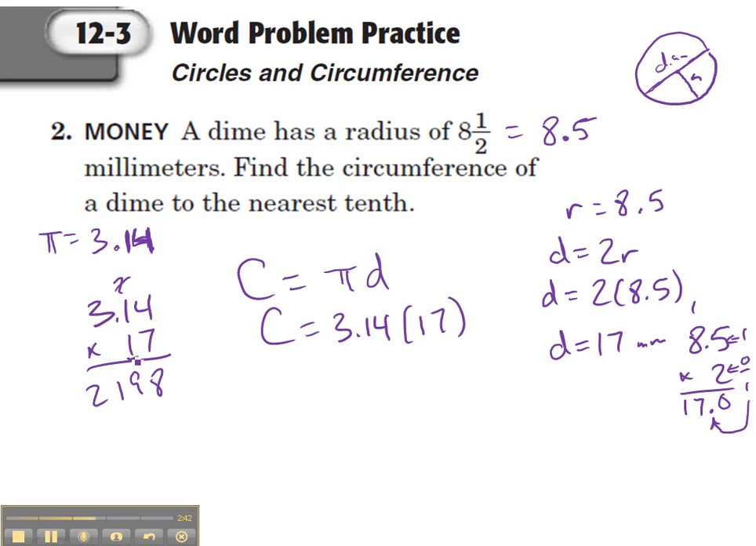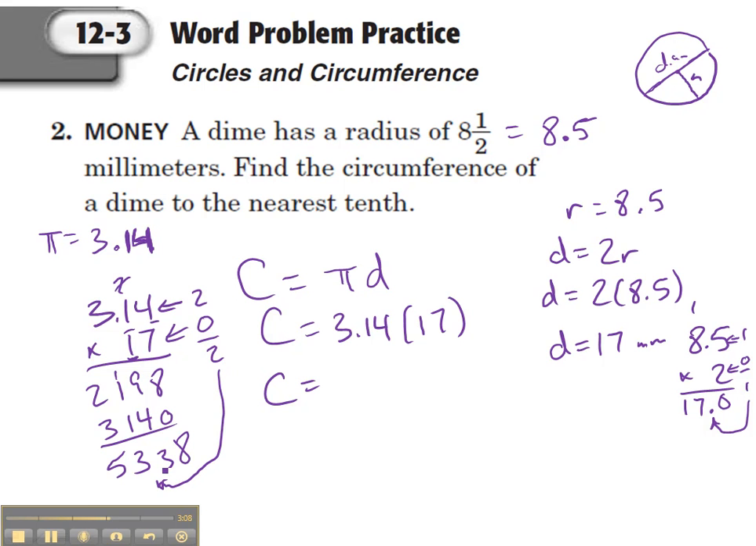Now I'm multiplying by the 1 at the tens place, so I start with a 0. 4 times 1 is 4. 1 times 1 is 1. 3 times 1 is 3. Add those up and we get 5338. C equals, but I have to think about our decimal places. I have 2 decimal places in this factor, 2 digits after the decimal. I have 0 decimal places in this factor, 2 plus 0, or 2 decimal places in my product, so the decimal place has to go right there.